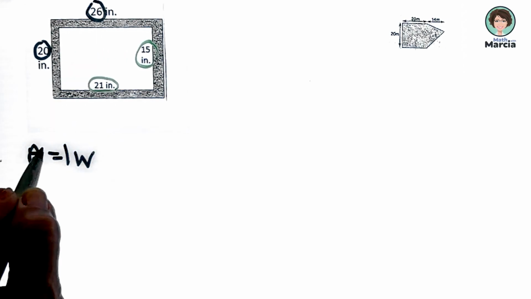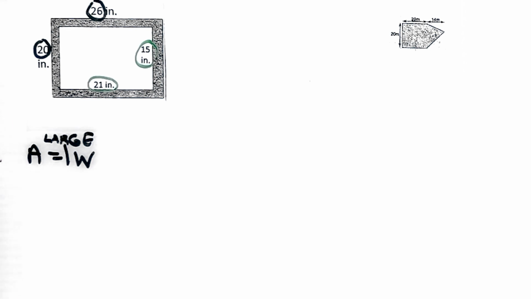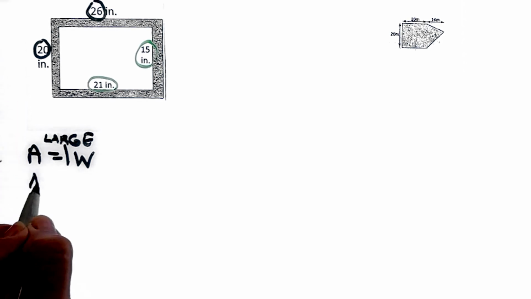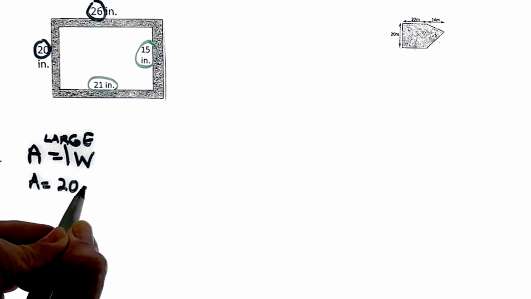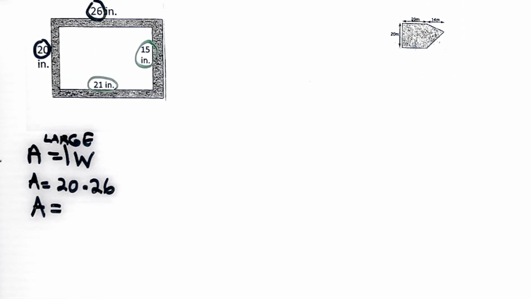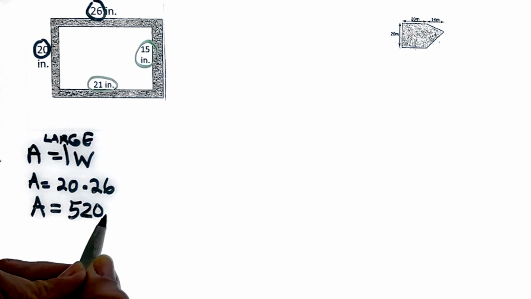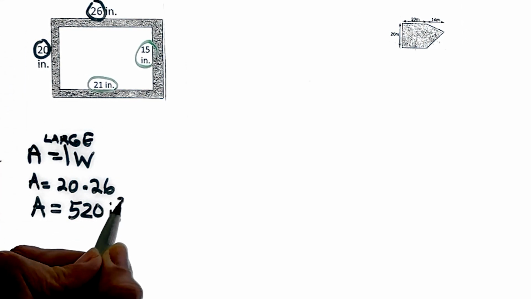We know that we have two rectangles, so area is equal to length times width. And I always like to mark it, I'm going to do my large one first. So my large one is area is equal to 20 times 26. And when we do that, we get 520. And we know that's in inches squared.